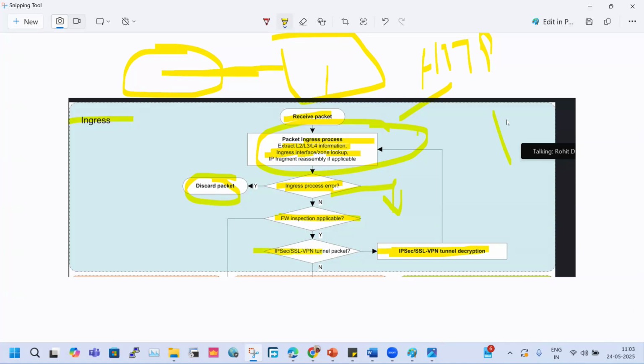There may be a chance that you have a site-to-site tunnel between two firewalls or two locations, and the data is flowing between them, right? And that is encrypted by your IPsec tunnel, right? In that case also, the decryption will be required.